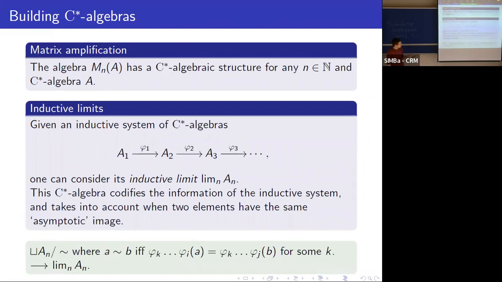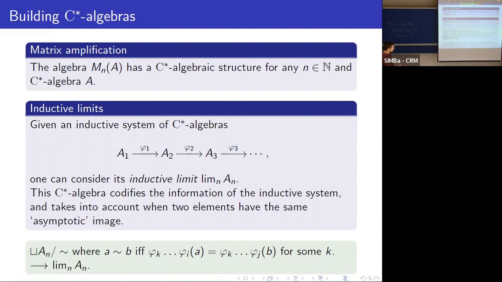So you take the disjoint union of the C*-algebras, and you quotient this out by an equivalence relation, which says that a is equivalent to b if their image at some point in some A_k is the same. For example, you can take a in A1 and b in A2, and maybe phi1 of a is not b. That would happen. But perhaps when you move them by composition to A_k, the image is the same. So if that happens, you say that these two are the same in the inductive limit.